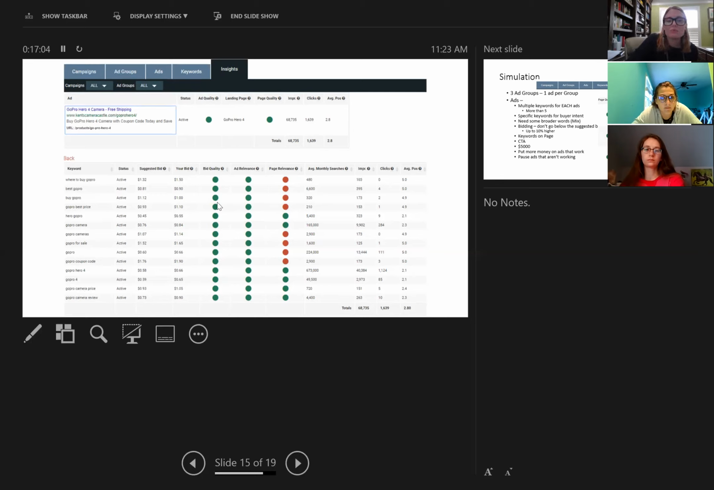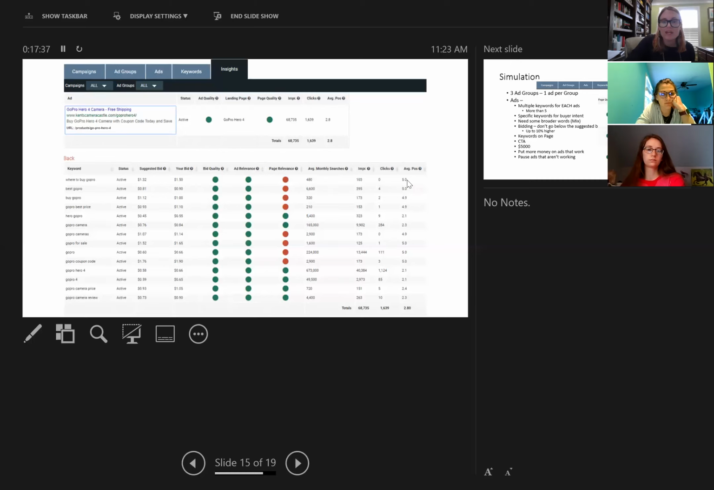So it's going to tell you bid quality, and that's basically just based on your bid. Ad relevance, so that's good. So these are appropriate for what I'm selling in the ad that I created. But then we have page relevance, where this needs a lot of work. So there's a problem with these things not matching to the page, which means that I need to go back to the landing page and see what the issue is. Maybe I'm not integrating the keywords like I should be here.